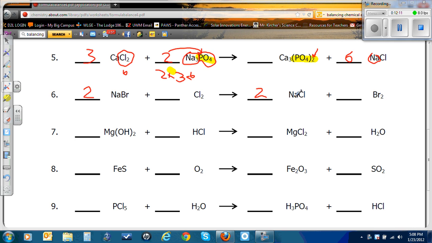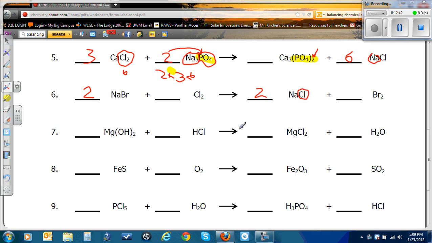Like I said, oftentimes in balancing one component, by balancing the chlorine, we automatically balance the sodium. So we can go back and check. 2 parts sodium, 2 parts sodium, 2 parts bromine, 2 parts bromine, 2 parts chlorine, 2 parts chlorine. We're balanced. The next problem, magnesium hydroxide plus, this is hydrochloric acid.